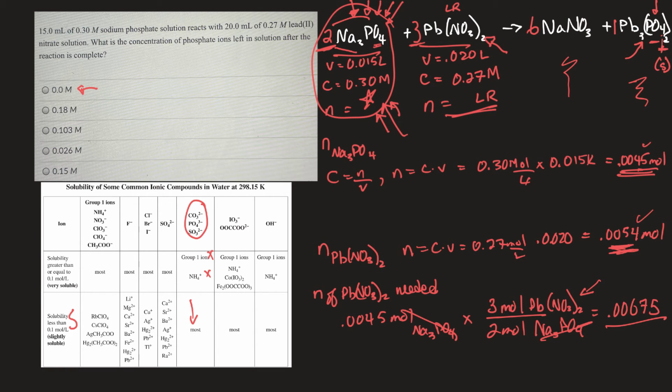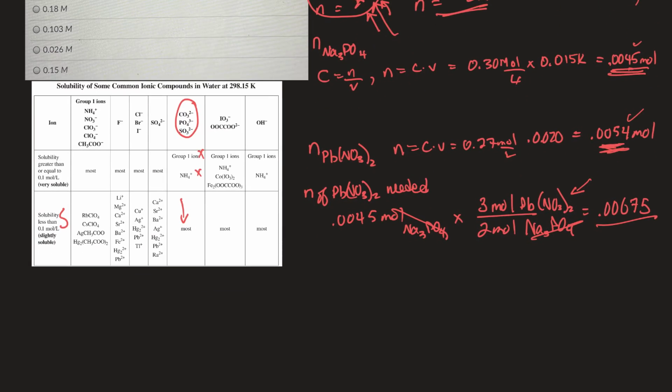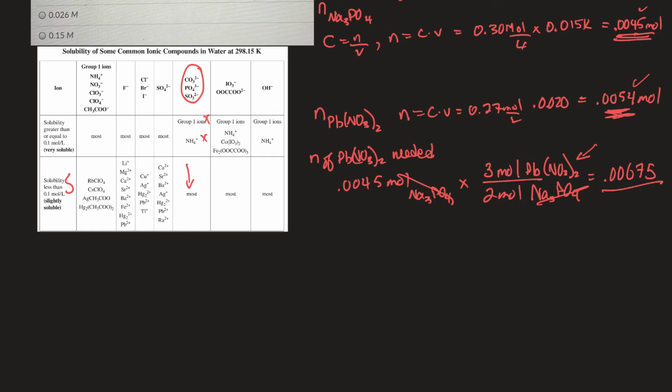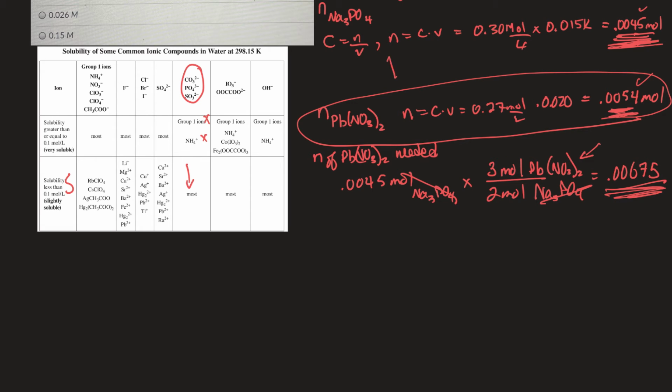Okay, I need more room. So let's move up a bit. I'm going to move right up to there. Okay, so this number here doesn't help me because that tells me how much of the lead 2 nitrate I would need if I used all of the sodium stuff, the sodium phosphate. So what I need to do is figure out if I used all of this, how much of that is left over. So let's do the same step, but let's do it the other way.